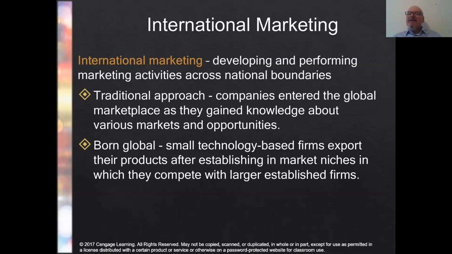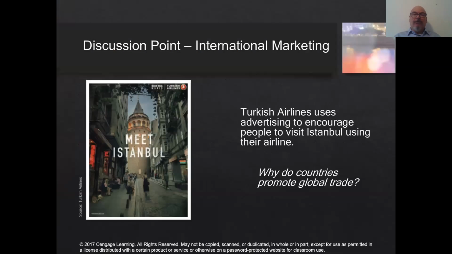But recently, there have also been companies that are born global. They're small technology-based firms that export their products after establishing a market niche in which they compete with larger established firms. Think Google, think Amazon, think about these online retailers and online services that were just born for the global market. And you can understand the traditional approach versus the born global approach.